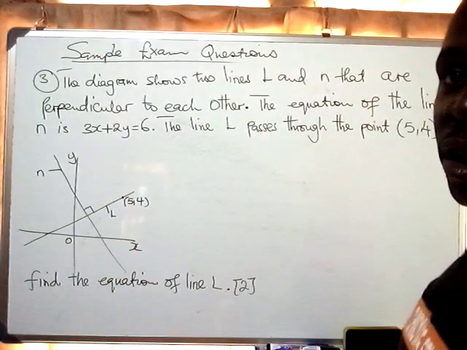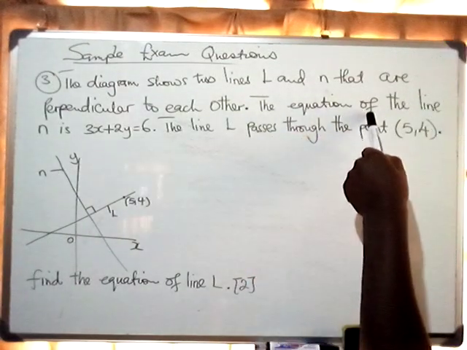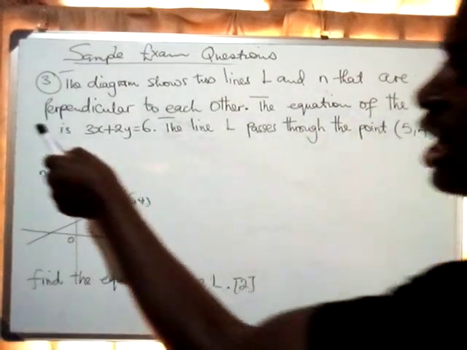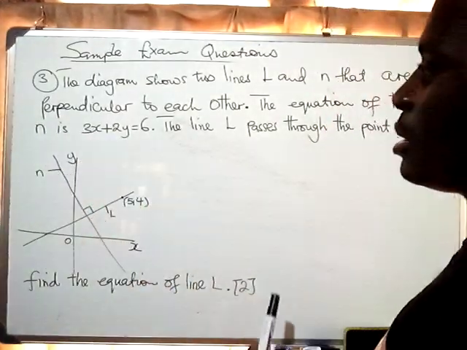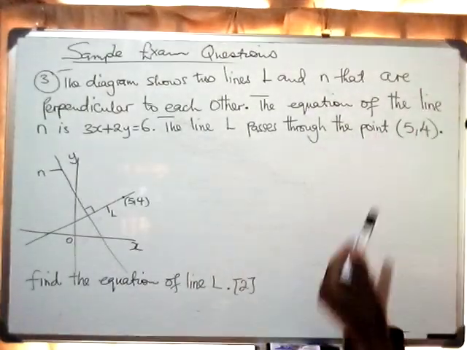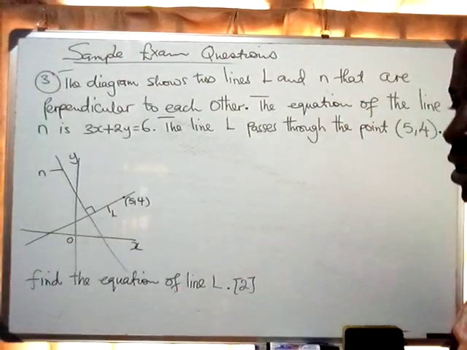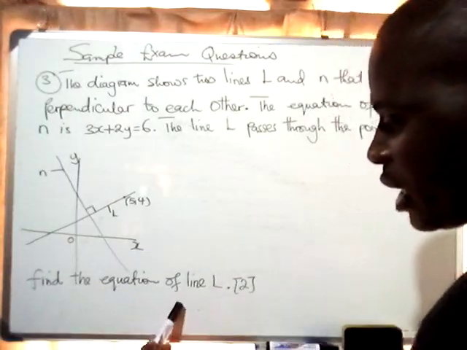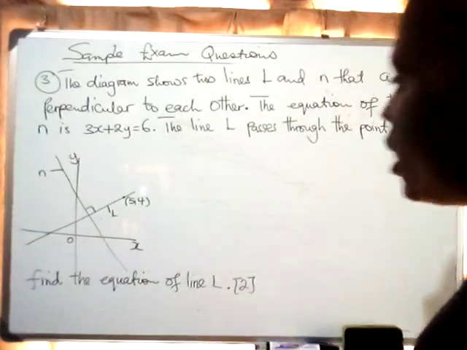These lines are on the Cartesian x-y plane. The equation of the line N is given, this is the equation of this line N. The line L, this line here, passes through the point (5, 4). That is the point. The question is: find the equation of line L.